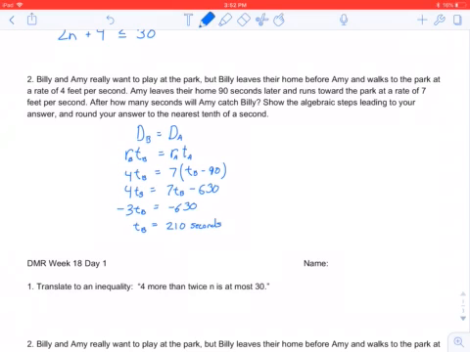We know that Billy traveled for 210 seconds, but we want to know after how many seconds will Amy catch Billy. So Amy's time is equal to Billy's time minus 90. So if we plug in Billy's time here and subtract 90 from it, 210 minus 90 is 120 seconds, 2 minutes. We got a nice whole number, so we don't need to round. It's just 120 seconds.